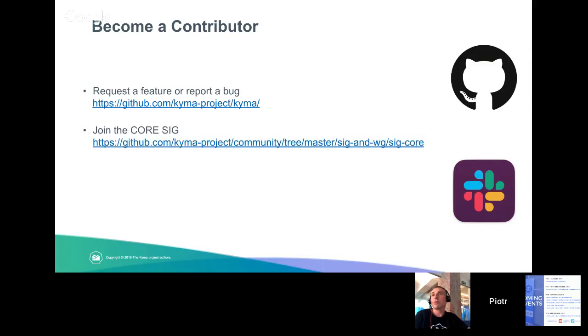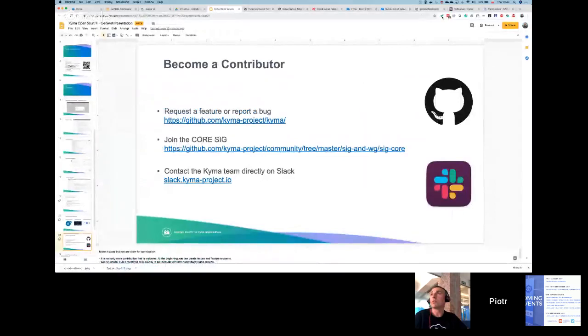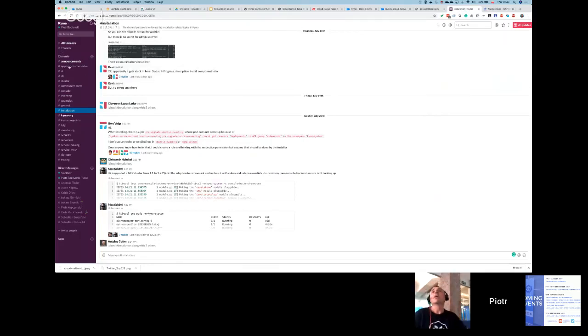And we are available on Slack. So there is a CORE SIG that you can join on the Slack, and there is a link to that. And you can ask any questions on the Kyma Slack. I can even show you that this is a really active thing. Where is my Slack channel?